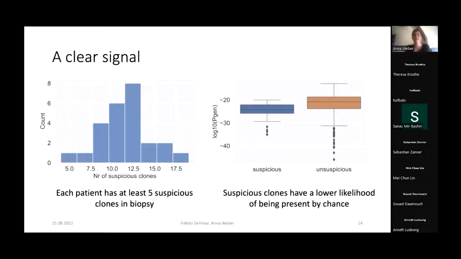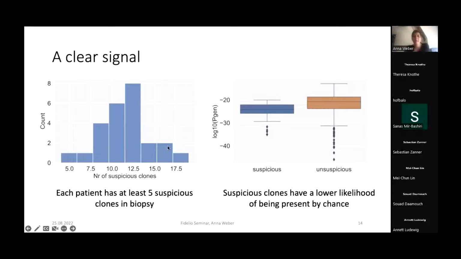And then when I looked at how these sequences are distributed, I wasn't surprised anymore that the model was picking up on this very easily, because I found that every patient has at least 5 of these suspicious clones in the biopsy, and some of them had like 17 or 18 of them. So out of just a bit less than 50, there were patients who had almost half of these suspicious sequences in their biopsy.